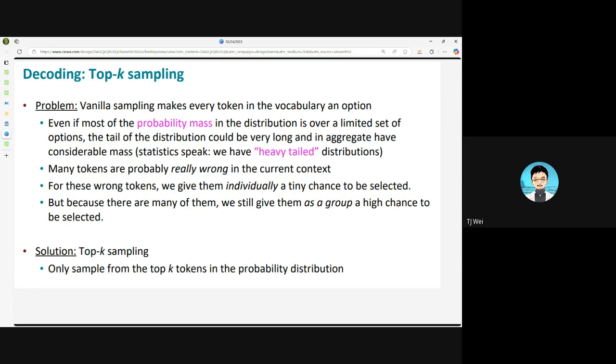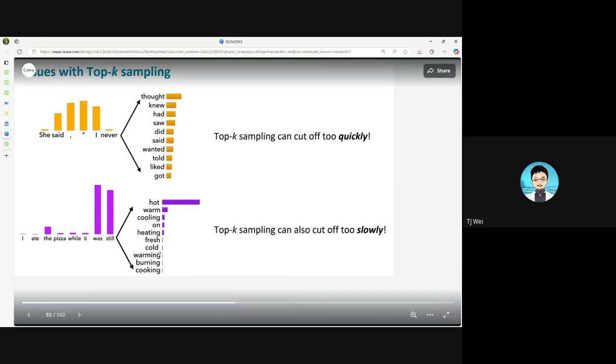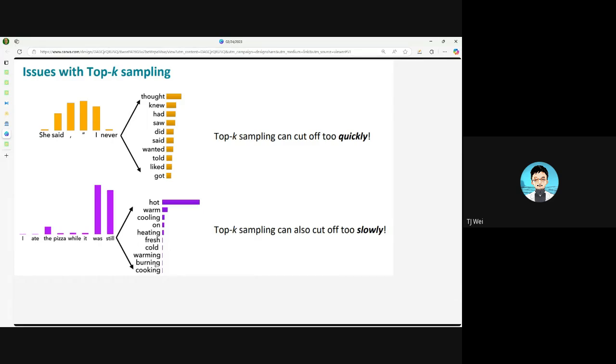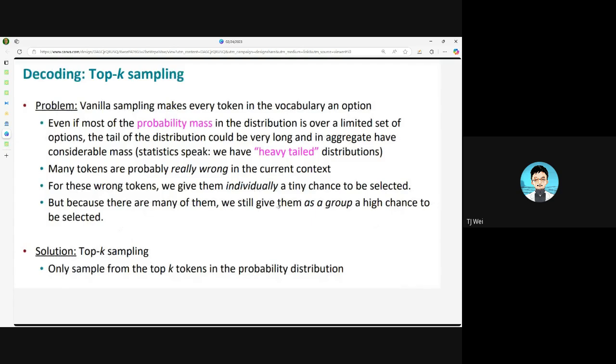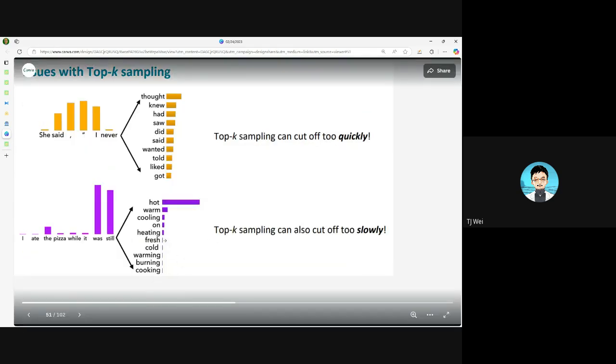So top K sampling is a good method, but there can still be issues, in that we can cut too early. And we can also cut too slowly. Like we said, if we cut too slowly, the risk is not so big, because unlike the heavy tail, the tail is short. So we don't have a long tail, we have a short tail. So the tail is not going to be heavy.